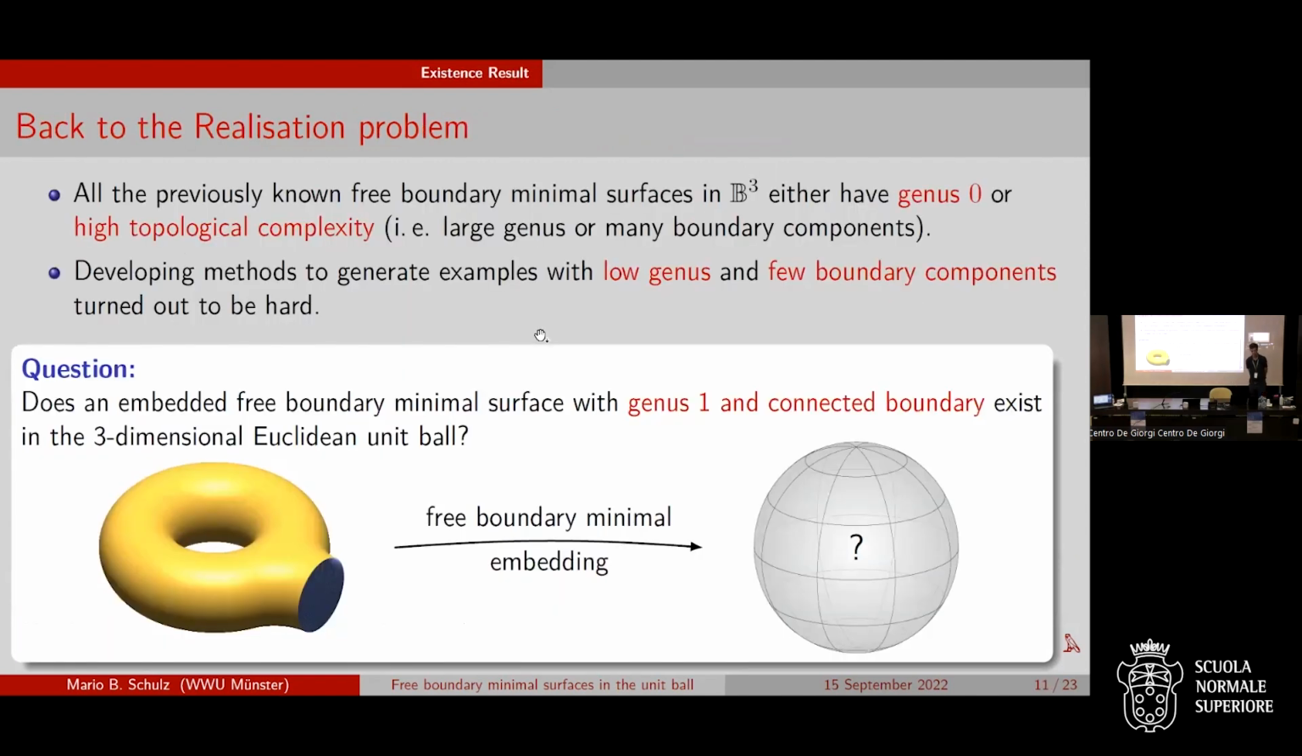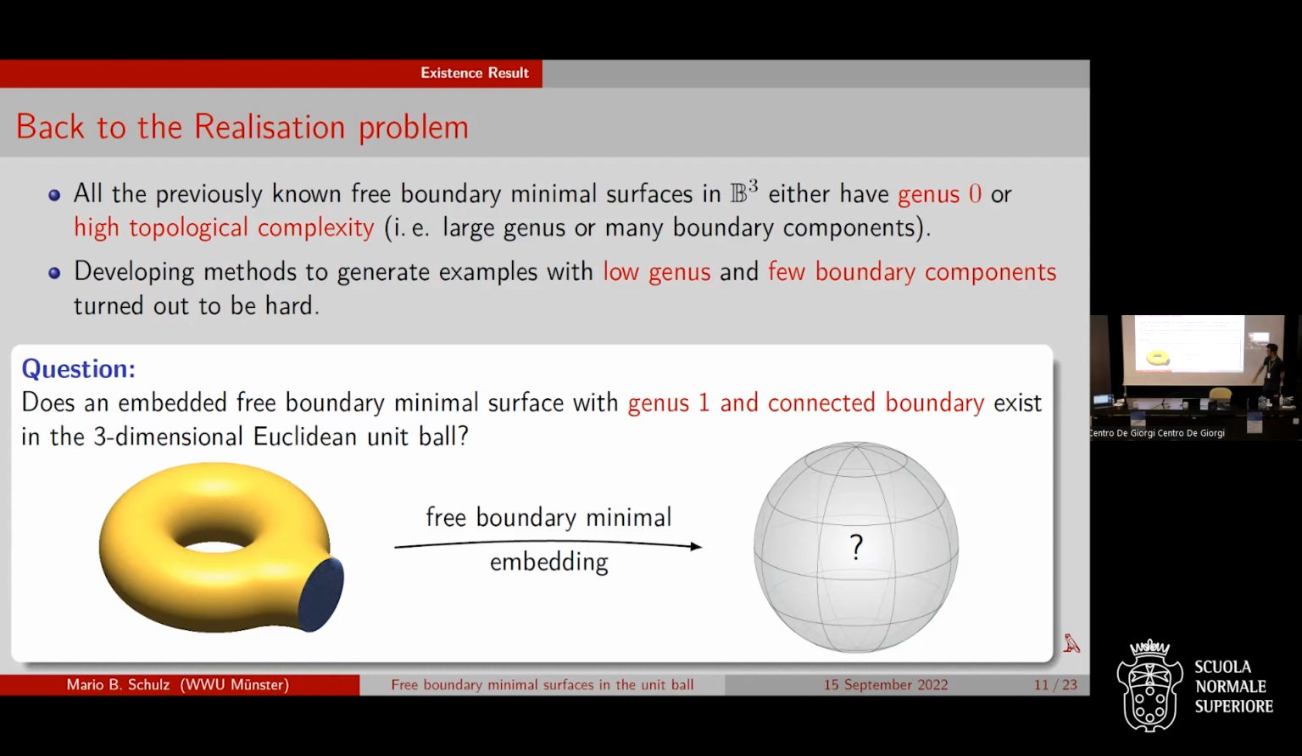So let me summarize. All the examples we have seen either have genus 0 or high topological complexity, meaning large genus or many boundary components. To really find existence proofs for examples with low genus and few boundary components turned out to be really hard. For quite some time, it was controversial whether you can find an embedded free boundary minimal surface in the three-dimensional unit ball with genus 1 and connected boundary. So this is like a donut with a disk removed. Can you embed it as a free boundary minimal surface in the unit ball?